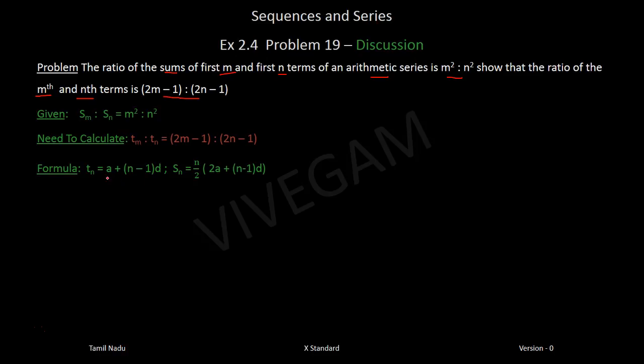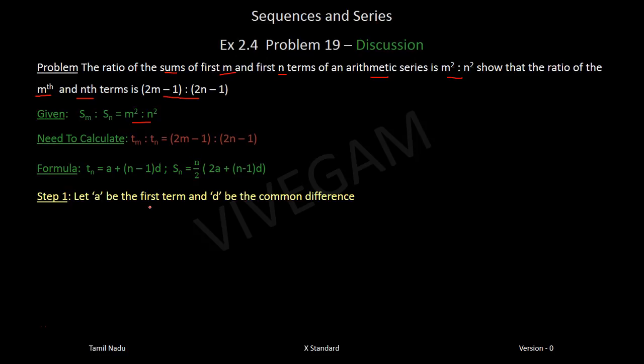We don't have a and d, so we have to get a in terms of d using the first condition. That is what is key here. You have to get a in terms of d using this condition. Once you have that, then probably you'll be able to do this. So let's put out the steps and then we'll start working.